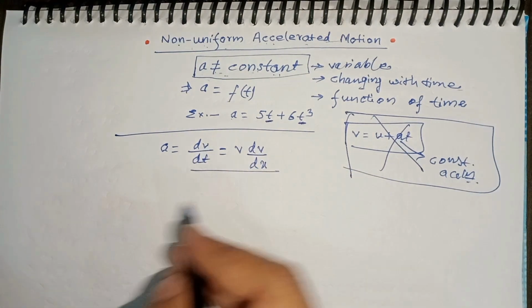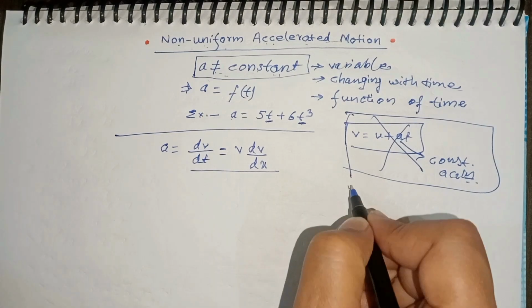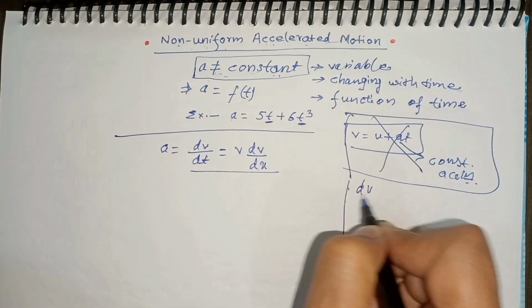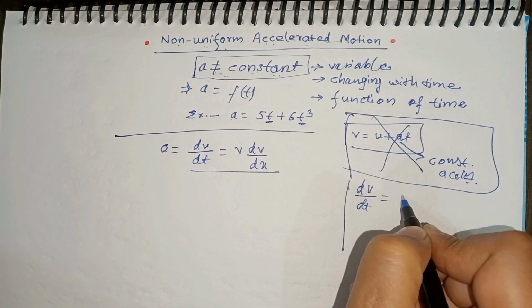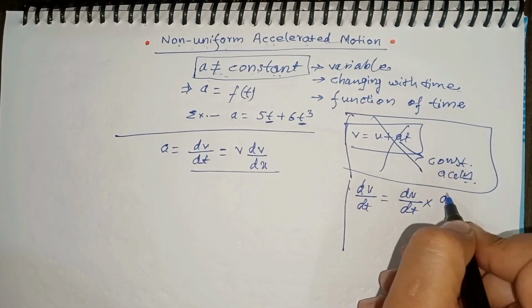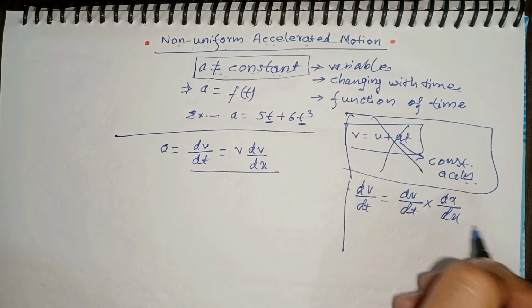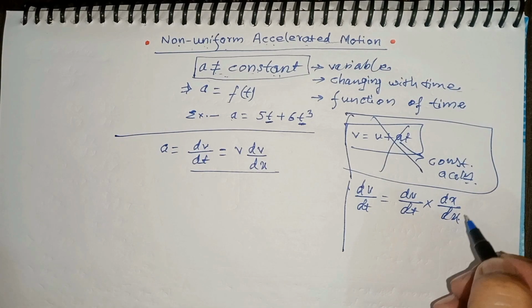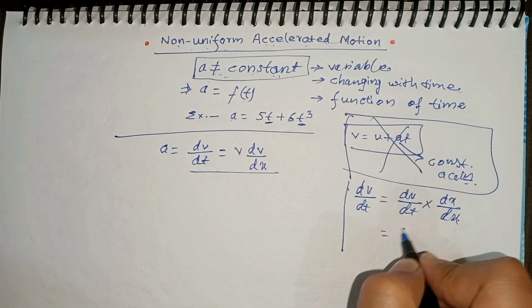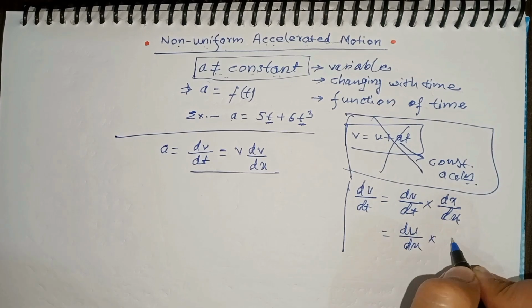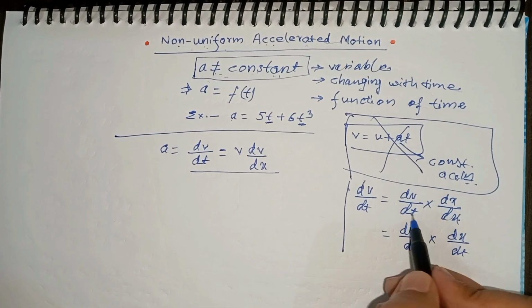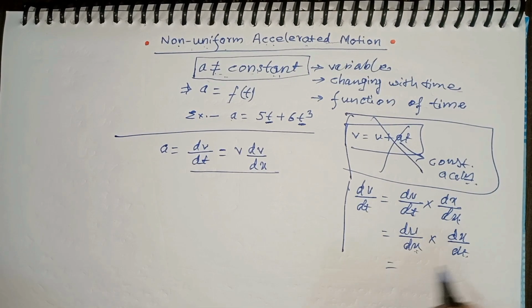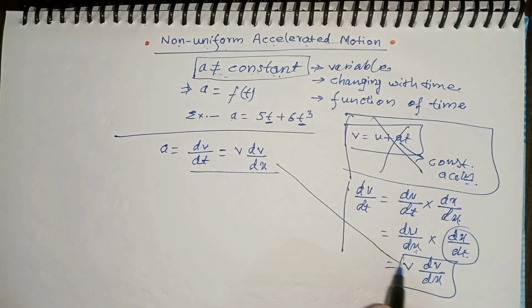How is it done? Let's show here: dv by dt equals dv by dt into dx by dx, multiplying numerator and denominator by the same thing, that is dx. Now arrange it: dv by dx into dx by dt. Arranging these two, we will get this. And this term dx by dt is velocity, so it is written in this way.